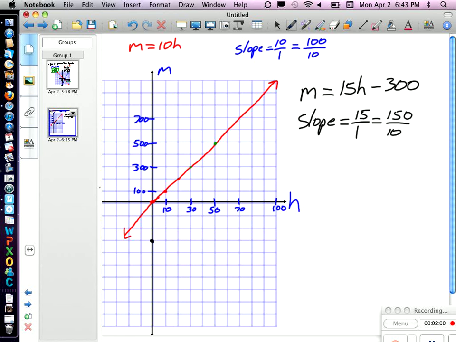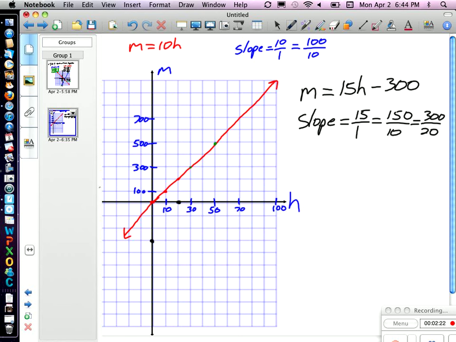Again, let's make that a little larger because of our scale. So 150 over 10 works. So I'm going to go up 150. Actually, maybe that's not even the best way. What if I double that? Let's go by 300. So 300 over 20. That's nice. Okay. So I'm going to go up 300.